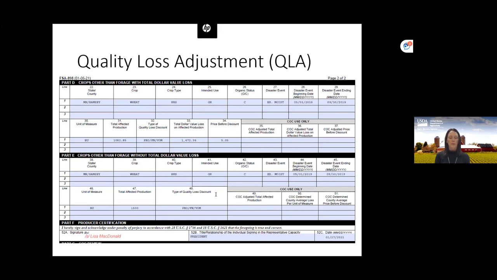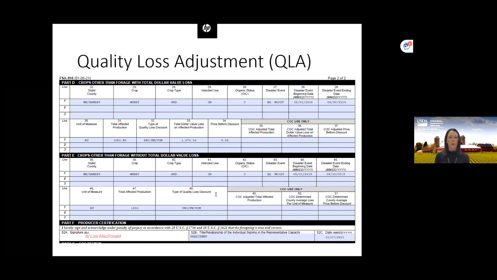For our 1,500 bushels that were still stored, that we had our verifiable grading factors for but haven't sold yet, we couldn't include those in Part D. We enter that in Part E. We're going to enter in the same information for our physical location, our crop type, intended use, organic status, disaster events and dates. 46 will be their unit of measure. Our total affected production is 1,500. And then our type of quality loss discount will be entered in for item 48.